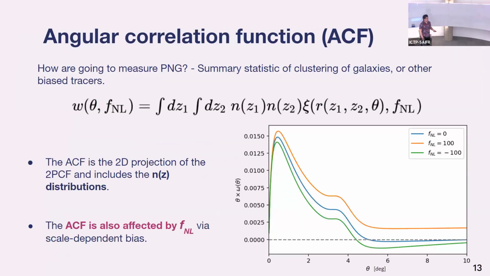So first of all, what is the angular correlation function? In the introduction, I bothered you with the two-point correlation function, which was basically pair counting of galaxies.